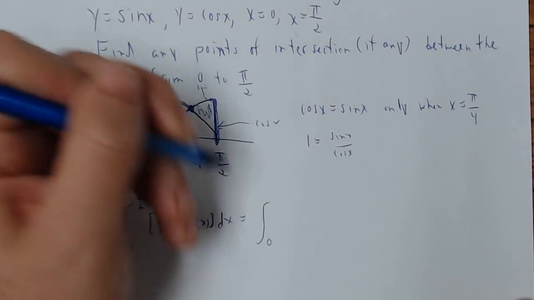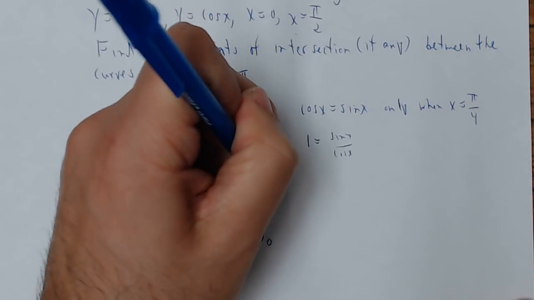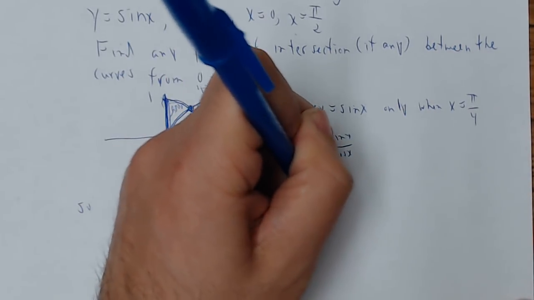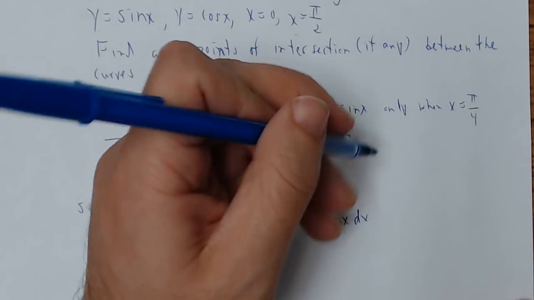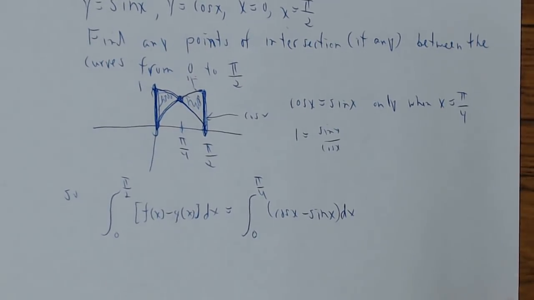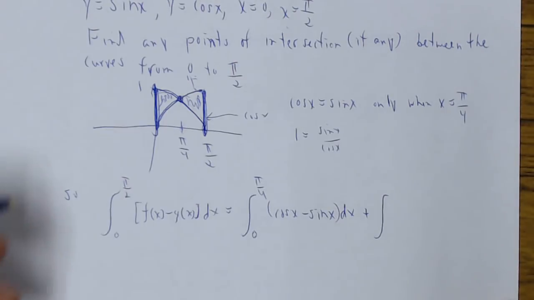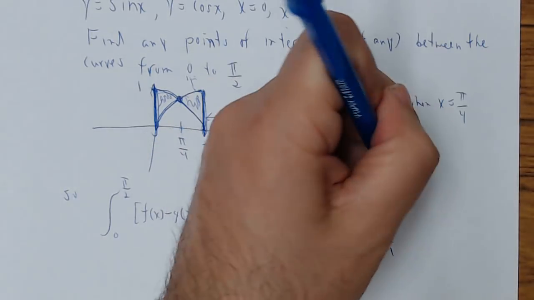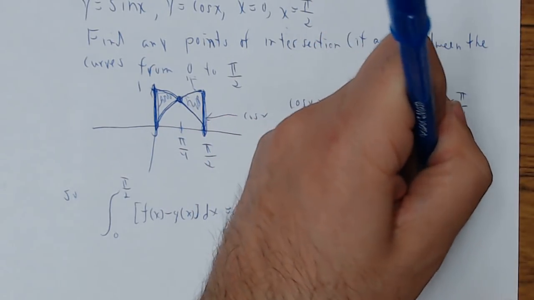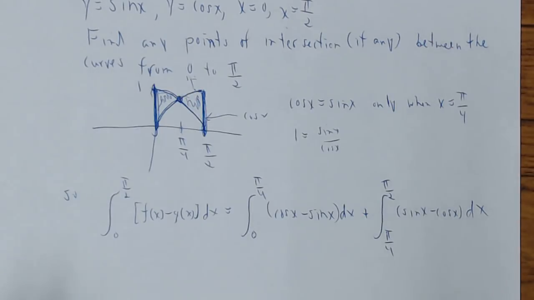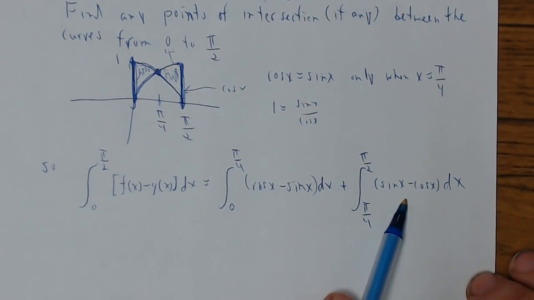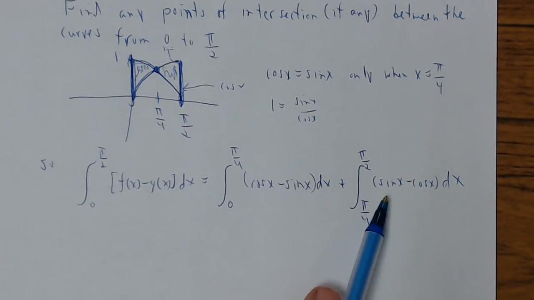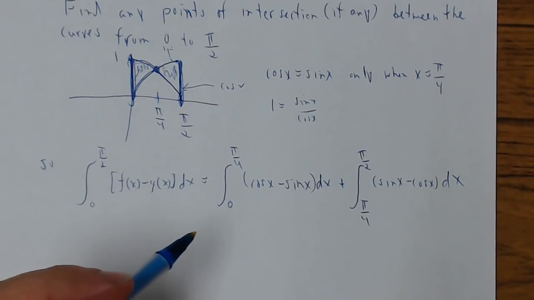This is going to be what? The integral from 0 to pi over 4, and from 0 to pi over 4, cosine x is above sine x, so it'll be cosine x minus sine x dx, and then plus the integral from where? Pi over 4 to pi over 2, and then that becomes sine of x minus cosine of x dx. And so what I do is I just find each of these integrals separately, which you should be able to do from chapter 5. And then once I find them, I add them up, and then we have our area between the curves.